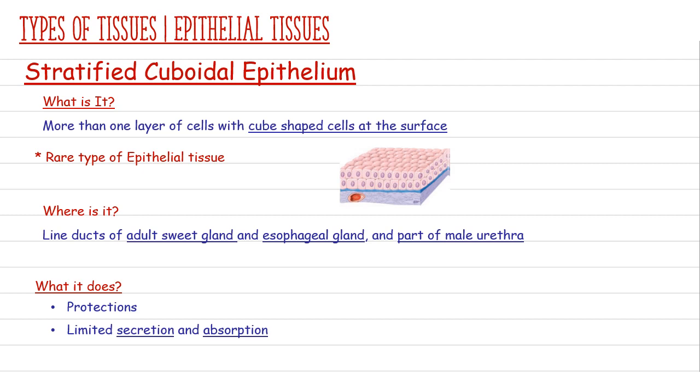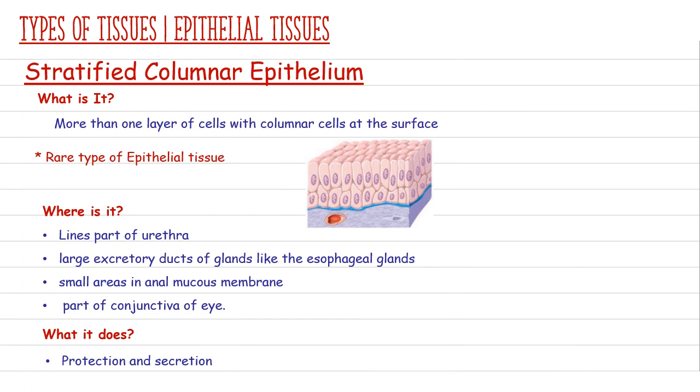Next, we'll look at the last type of stratified epithelium, which is the stratified columnar epithelium. The stratified columnar epithelium, like other types of epithelium, is made of more than one layer of cells, and the cell shapes are columnar. This is also somewhat rare.